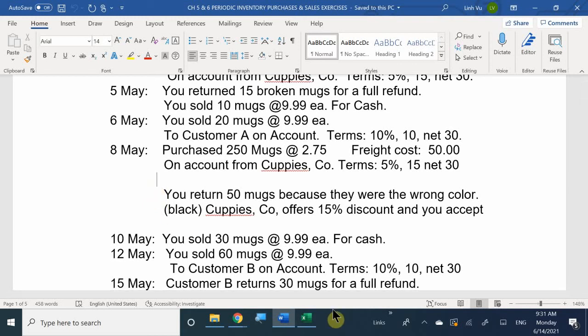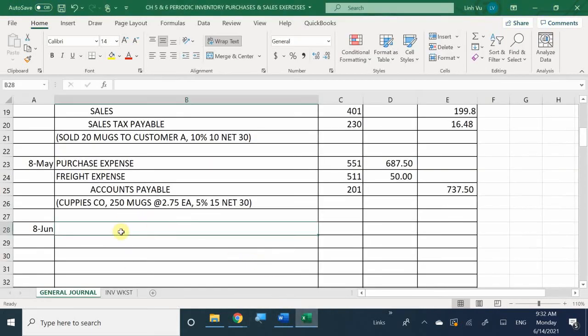How did they pay? How did we pay? Originally, they paid you on terms. What do you mean by on terms? They purchased 50 mugs on account from supplies. They did it on an account, right? They didn't pay cash. Good. They put it on an account. Terms, okay.